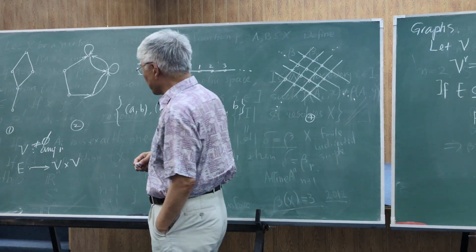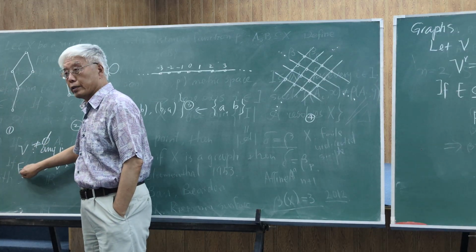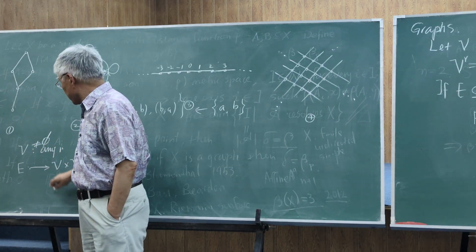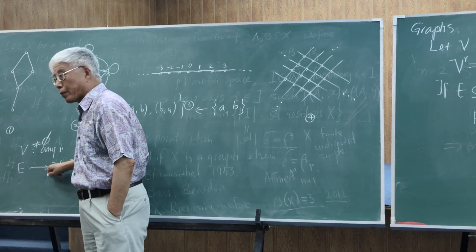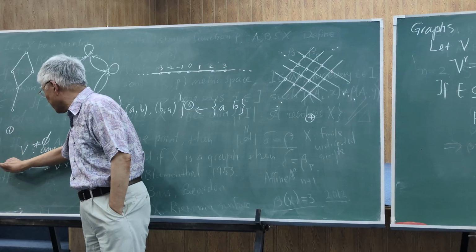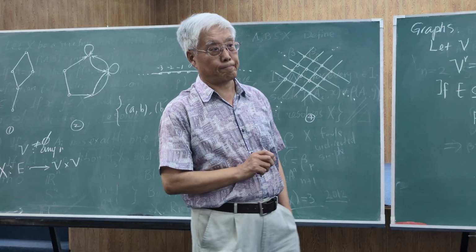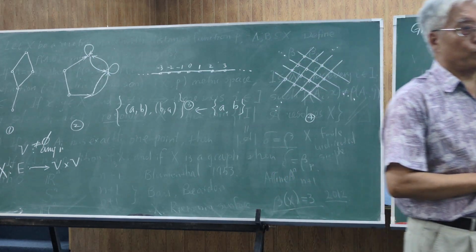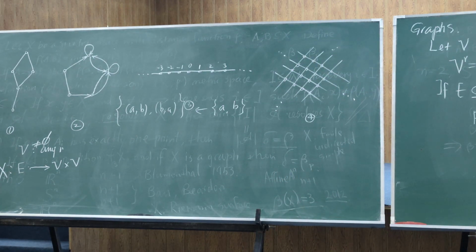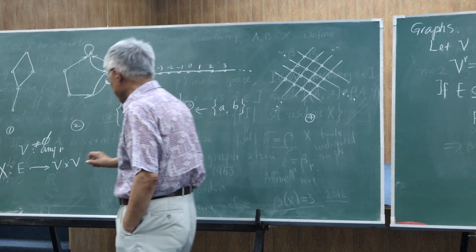And now we don't restrict set V. We don't restrict set E. We just need to say that this is a marking. Isn't that right? Any graph X is a marking from E to V cross V. If you introduce other conditions, then it will forget. If you want to have a simple undirected graph, you replace the right hand side by just V choose 2.